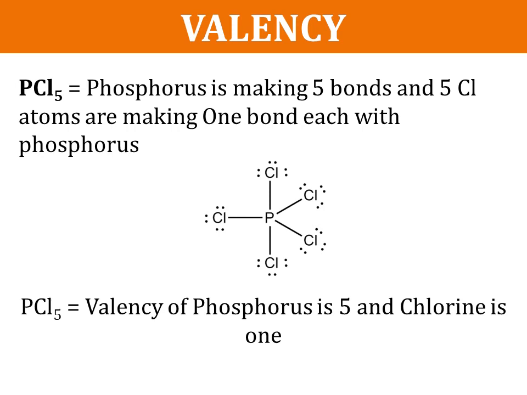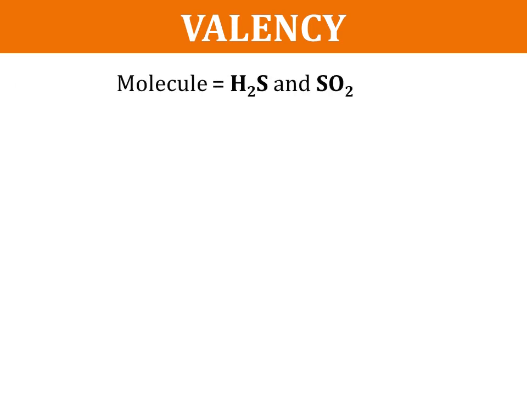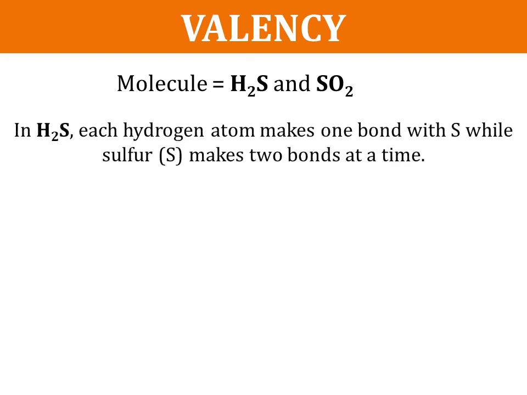Okay. Moving on to another example now. We have H2S and SO2. In H2S, each hydrogen makes 1 bond with sulfur, while sulfur makes 2 bonds with hydrogen at the same time. And hence, the valency of hydrogen is 1 and sulfur is 2.